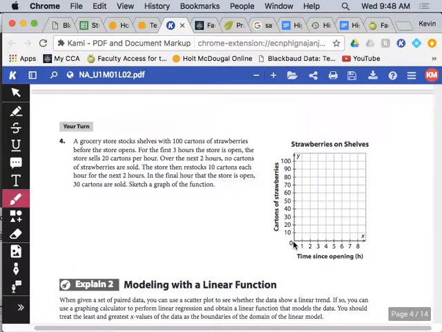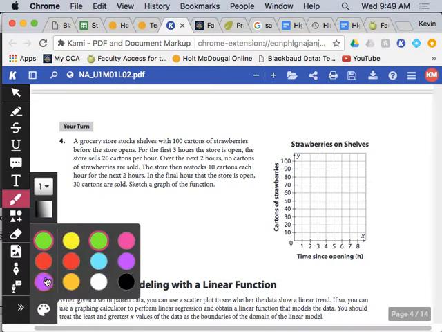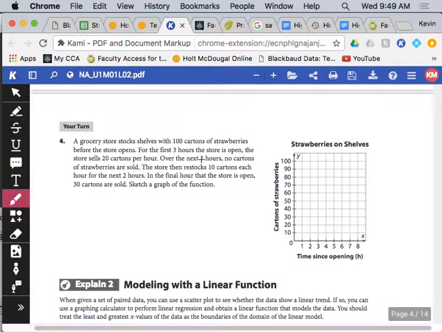Store is closed and it's the hour it opens. Very good. Okay, so we have cartons of strawberries on the shelves here. We start: a grocery store stocks shelves with 100 cartons of strawberries before the store opens. That means at t equals 0, we are at 100.